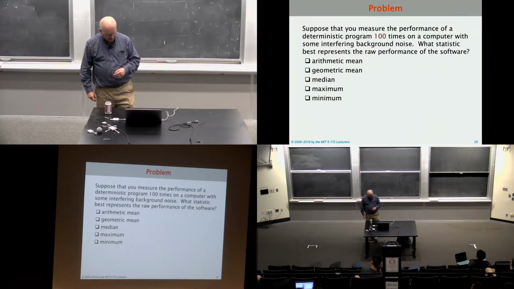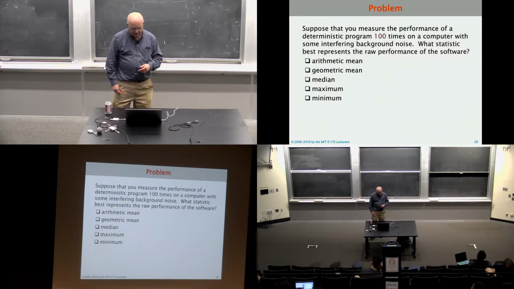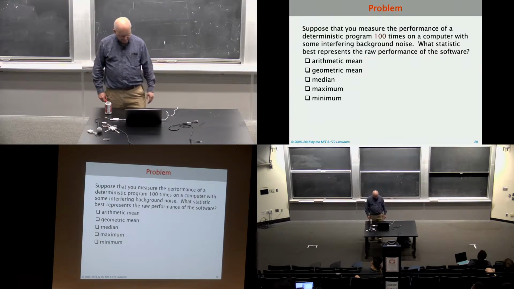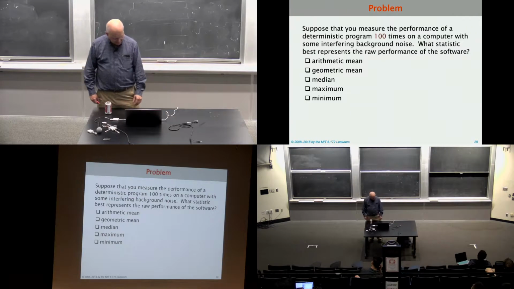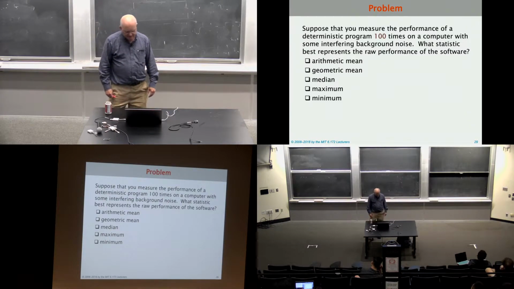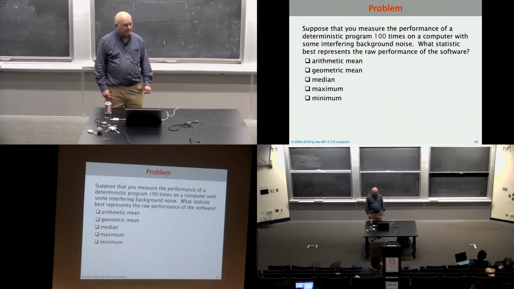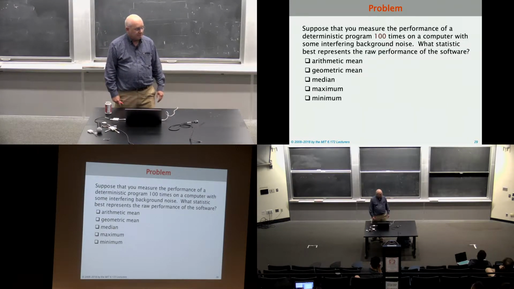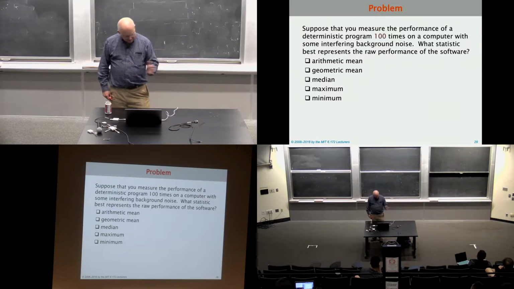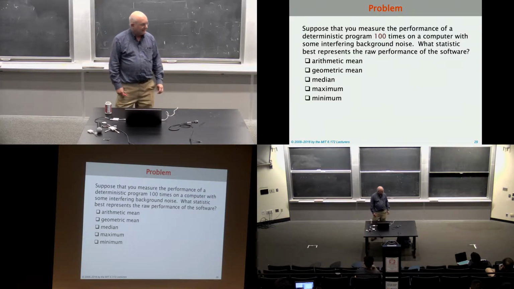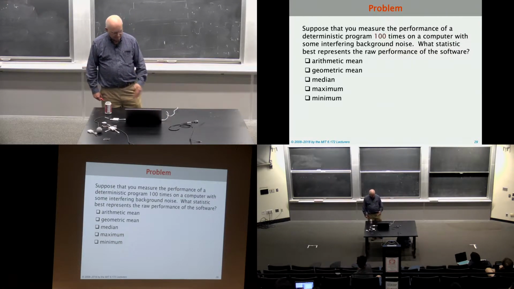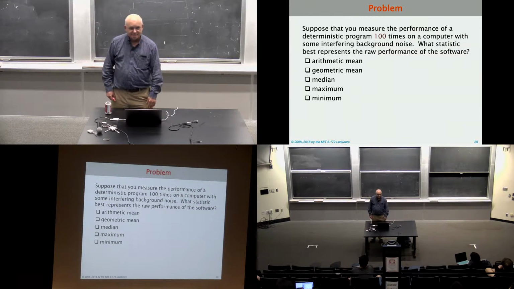Okay, so here's a puzzle. Suppose you measure the performance of a deterministic program 100 times on a computer with some interfering background noise. What statistic best represents the raw performance of the software? Is it the arithmetic mean of those runs? Is it the geometric mean of those runs? Is it the median of the runs? Is it the maximum of the runs? Is it the minimum of the runs?